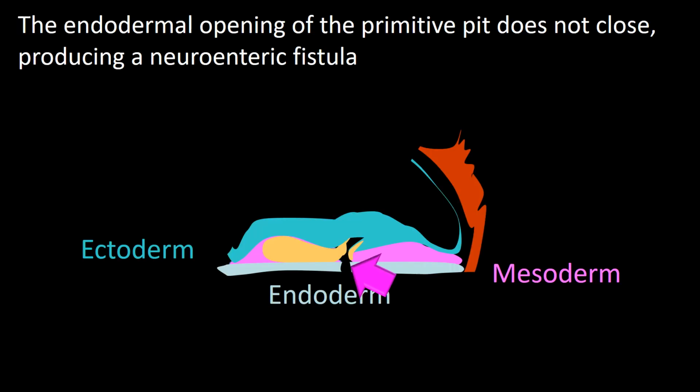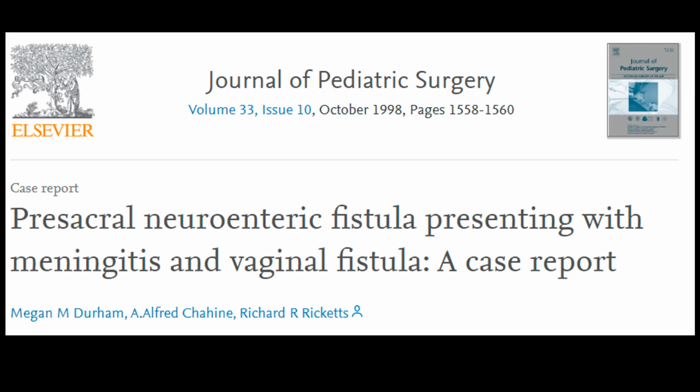One occurs when the endoderm opening of the primitive pit does not close, producing a neuroenteric fistula, as indicated in this frame. The endodermal opening of the primitive pit not closing produces a neuroenteric fistula which may communicate the CNS with a number of organs and predispose to meningitis. Often, the meningitis tends to be recurrent. This paper describes one such case. Here, the fistula communicated with the vagina.